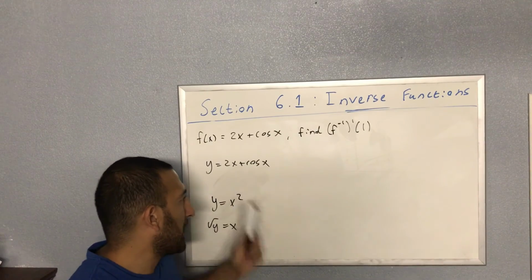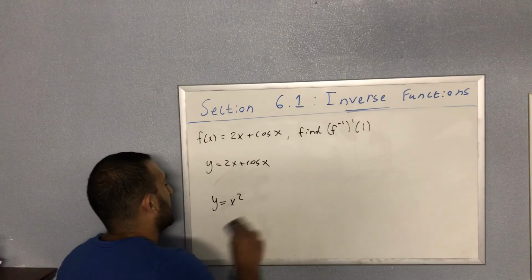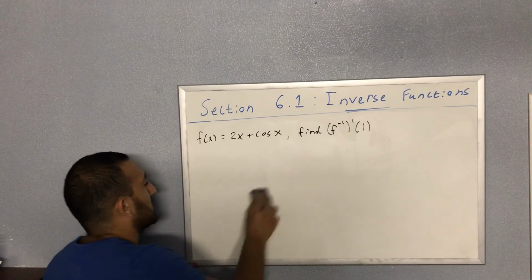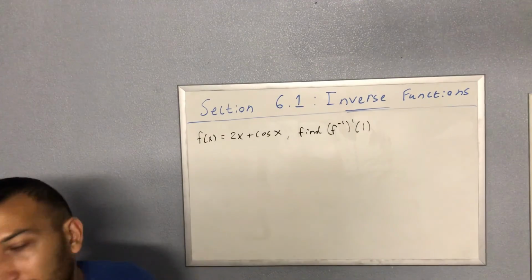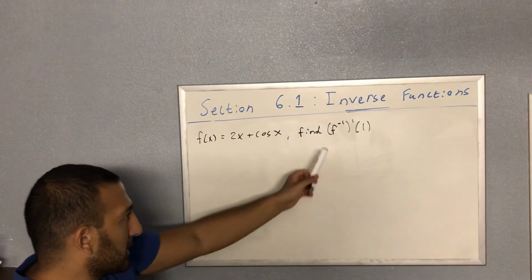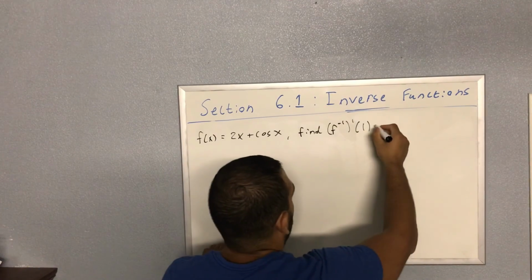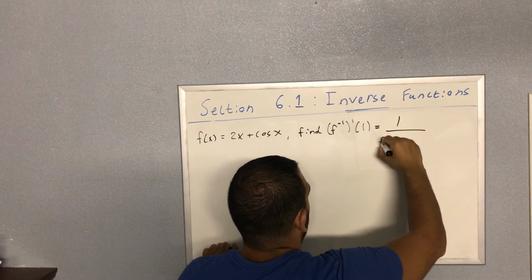Here this x is trapped inside of cosine, so it makes this very tricky. So in this case we don't have the ability to just find the inverse function so easily, at least with that method that we developed. So this is where this formula comes into play. According to the formula, this is just 1 over f prime.